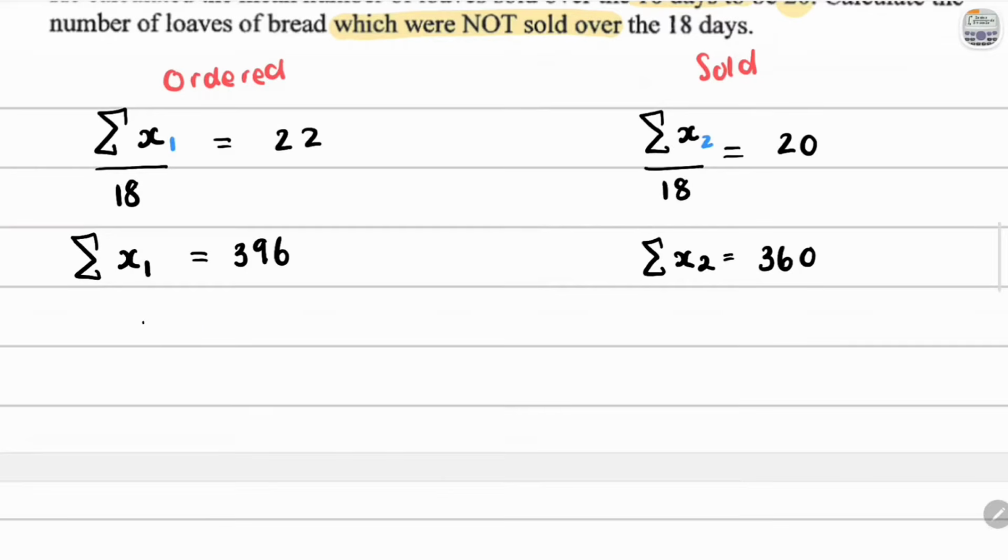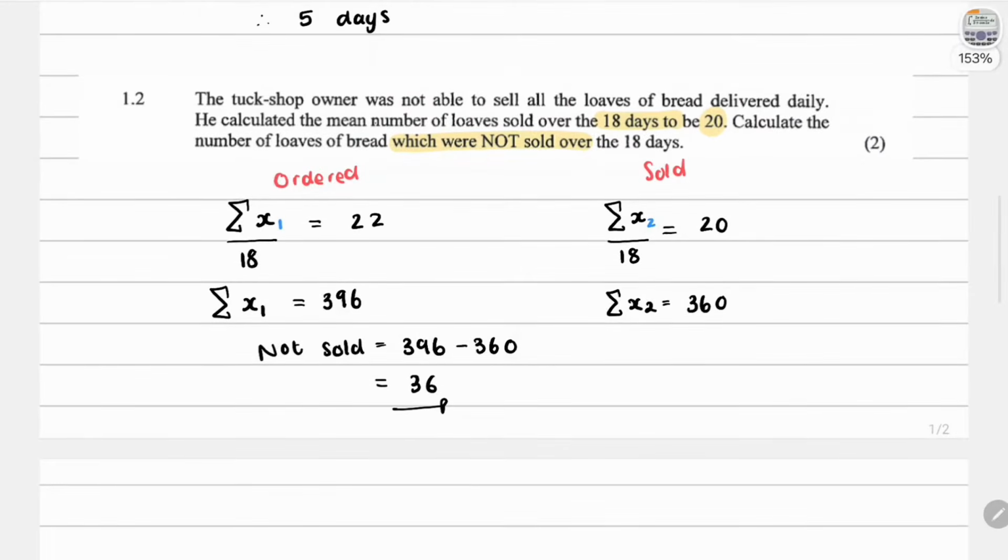So to find out the ones that were not sold, we simply take the difference. The total that was ordered minus everything that was sold will tell us what is left over. And that would be 36, and that is our answer. The total loaves not sold were 36 loaves. Moving on to the next question.